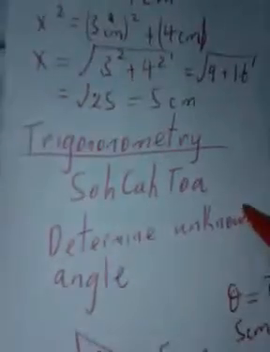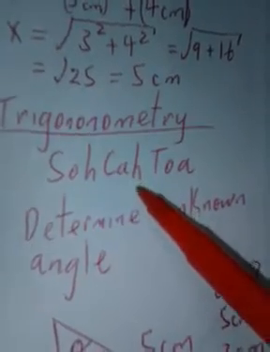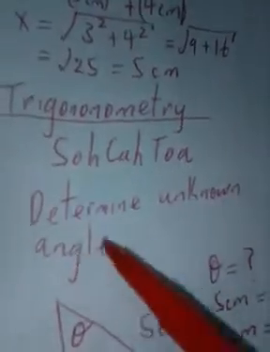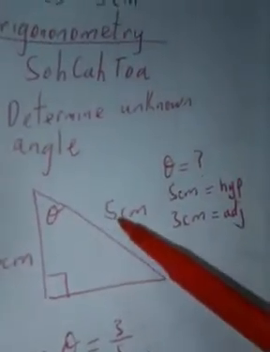Trigonometry. Remember SOHCAHTOA. Sine is equal to opposite over hypotenuse. Cosine is equal to adjacent over hypotenuse. Tangent is equal to opposite over adjacent. Determine the unknown angle. All right? Okay, here we go. We got this. 3 centimeters, we've got theta, and we've got 5 centimeters.